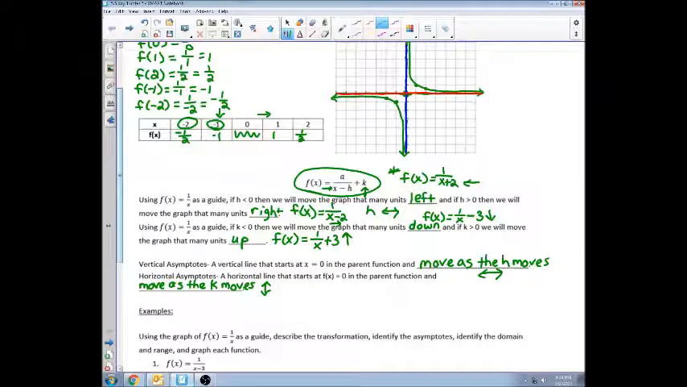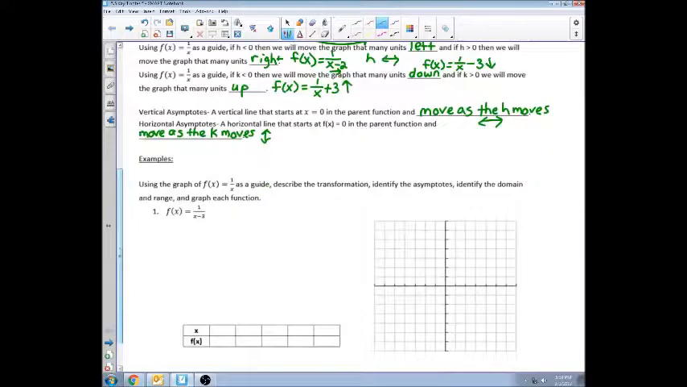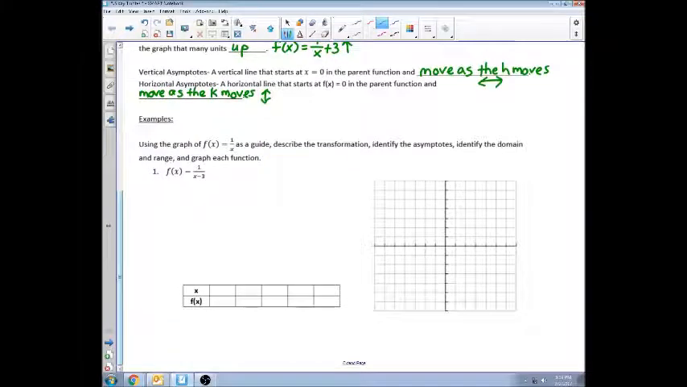All right. Now I understand that those are some abstract thoughts, some abstract ideas. So what we're going to do now is go ahead and look at some problems. I'm hoping after you guys see some problems, you will realize that this is not overly difficult. Okay. So using the graph of f of x equals 1 over x as a guide, describe the transformation, identify the asymptotes, identify the domain and range, and graph each function. Let's take it piece by piece.